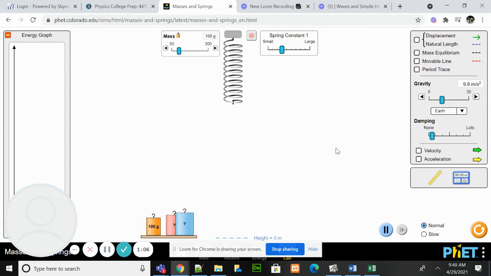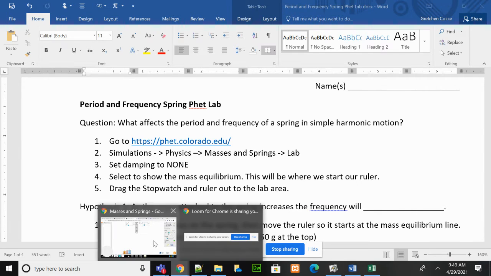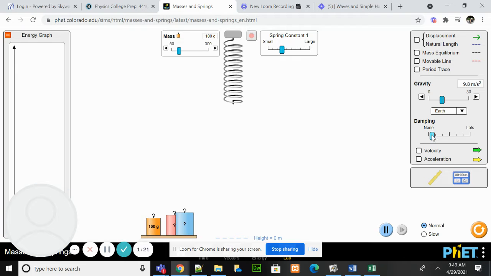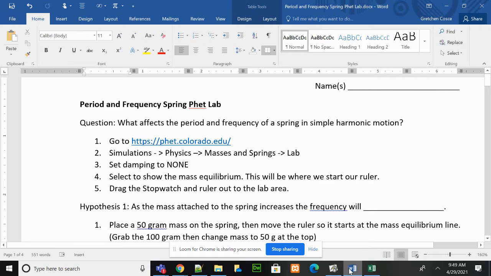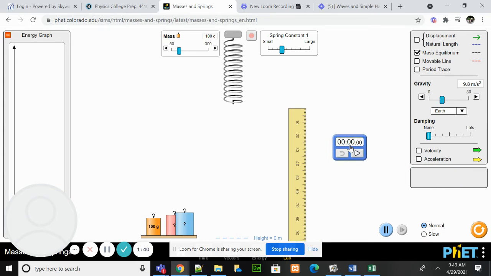All right, so now let's go ahead and look at what it says in our directions. It says dampening to none. Select to show the mass equilibrium. Dampening, slide it over a little bit to none and show the mass equilibrium. We don't have a mass on here yet, so it's not showing up yet, but it will. Drag the stopwatch and ruler out to the lab area. Okay, my ruler and my stopwatch.